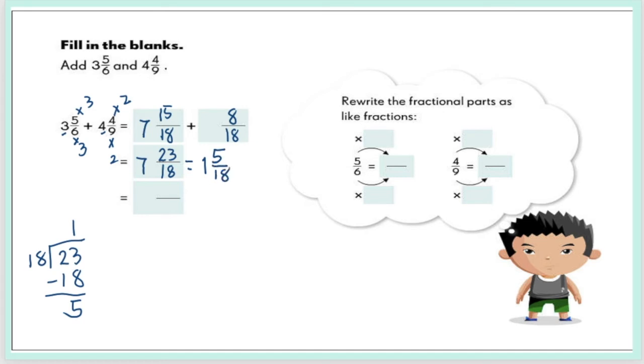Take note that we have a whole number here, so we have to add the whole numbers. This is the last step. 7 plus 1 is equal to 8, and then we'll use the fraction here, 5 over 18. So the answer is 8 and 5 over 18.